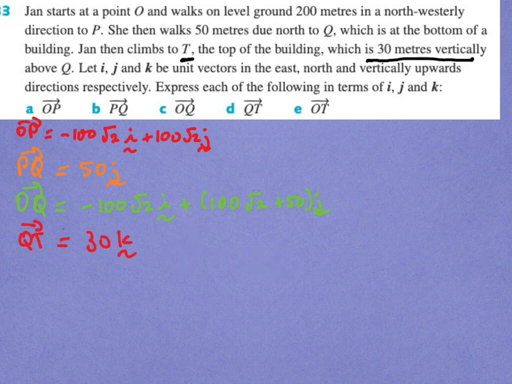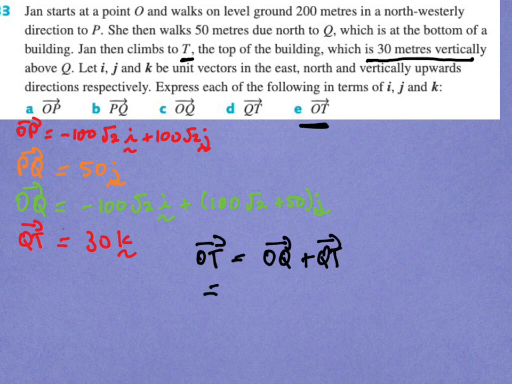And now for the thrilling conclusion. We're going to find OT, so from start to finish. All right, so all we need to do is add QT to OQ, isn't it? That's all we've got to do. That maps out her journey. OQ plus QT will be what OT is. So we just note that down. OT is equal to OQ plus QT.